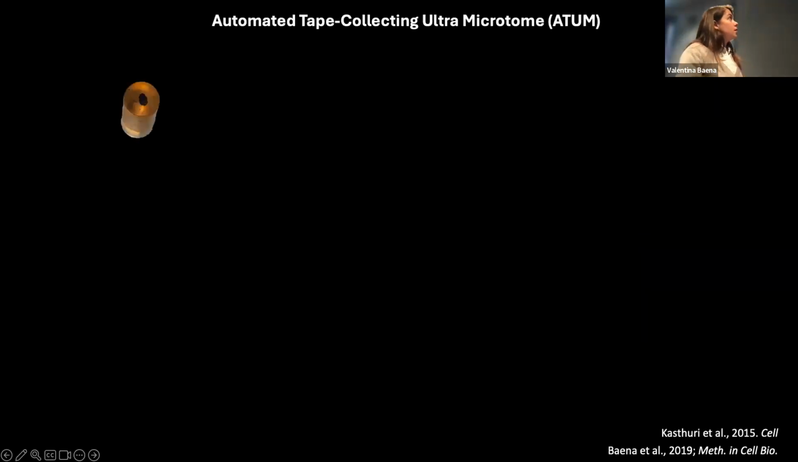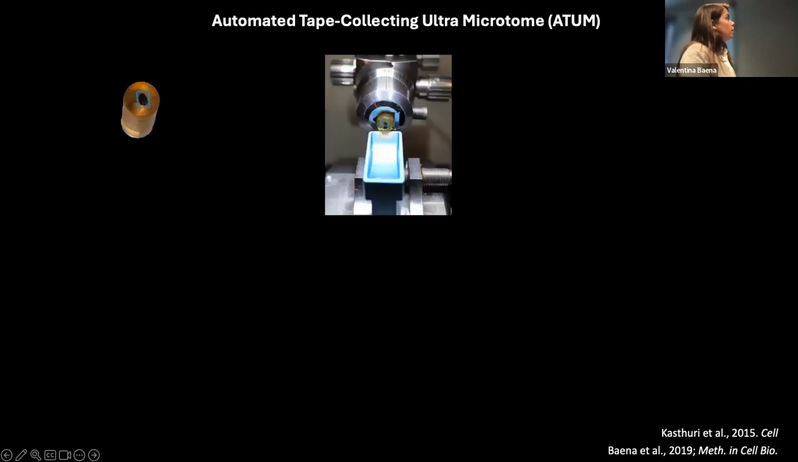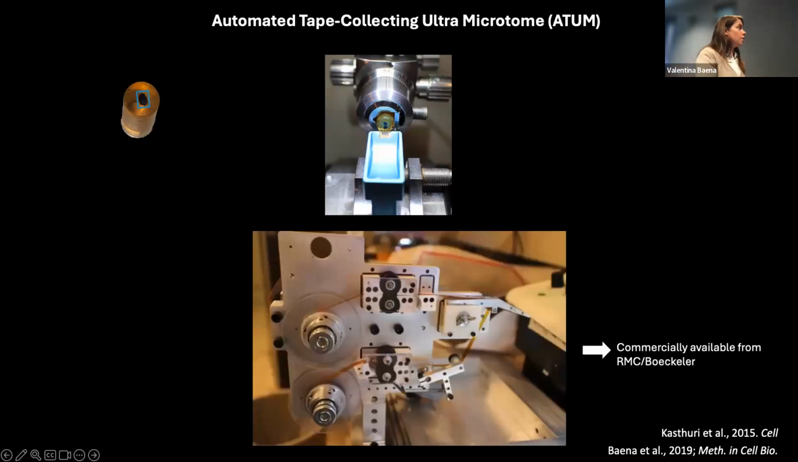So what is the ATUM or ATUMtome as it's called now? So we start with your typical resin embedded tissue stained with heavy metals. This is put onto an ultramicrotome with your typical diamond knife with the diamond blade here. And here is the ATUMtome. So in this case, I'm showing you the prototype. This is kind of like a homemade version, which we got from the Harvard lab that developed this several years ago. But it's very simple.